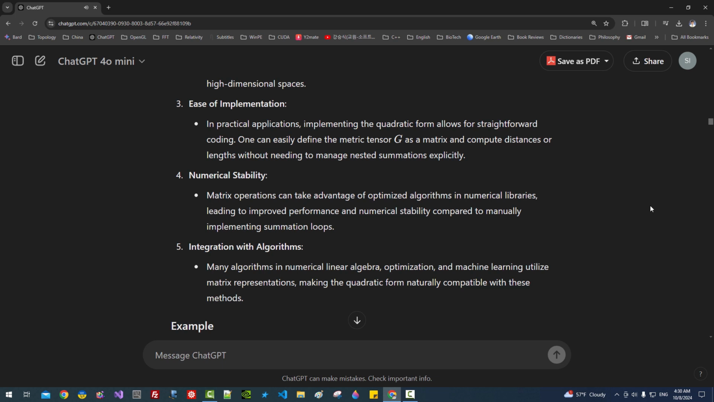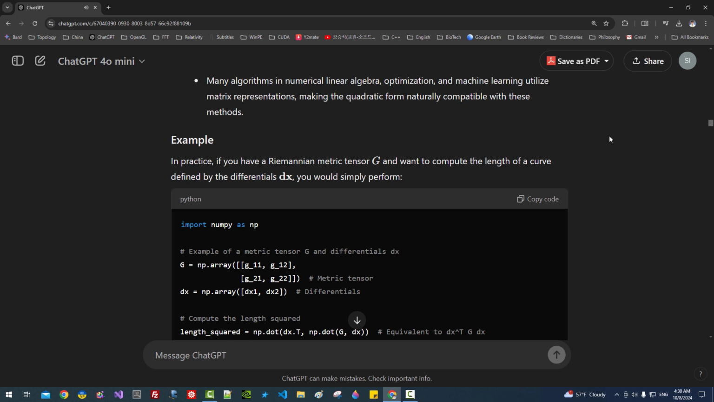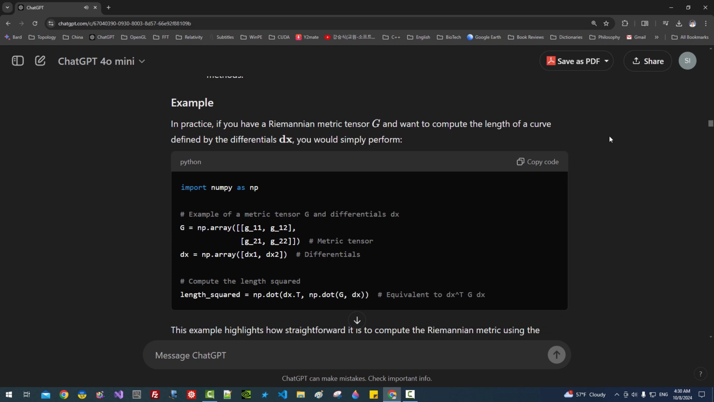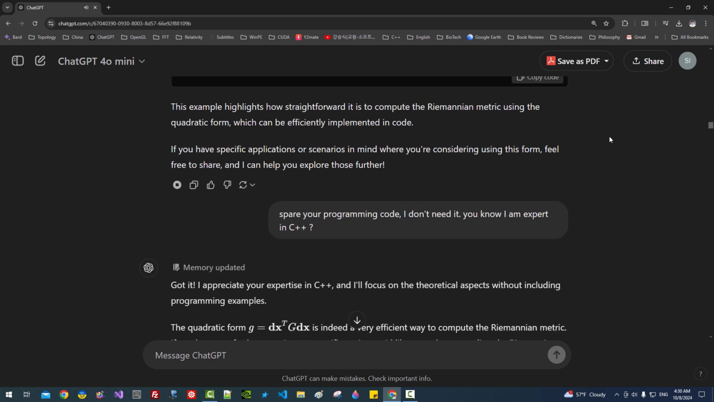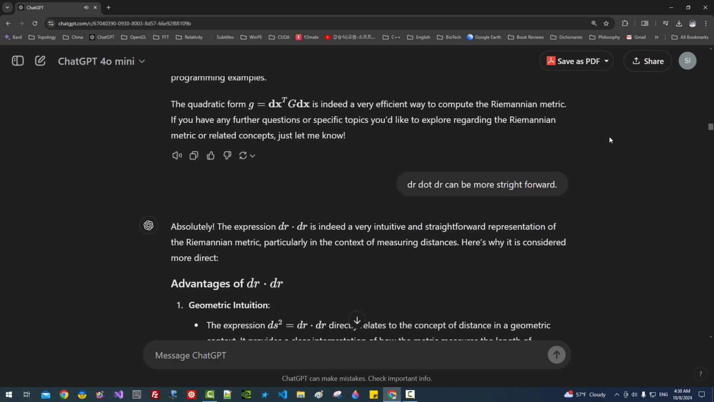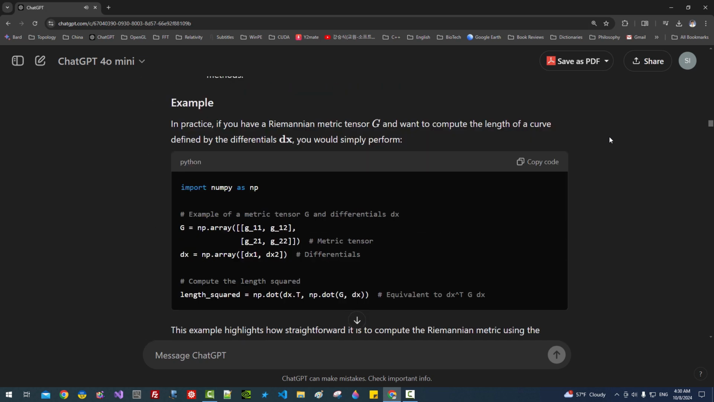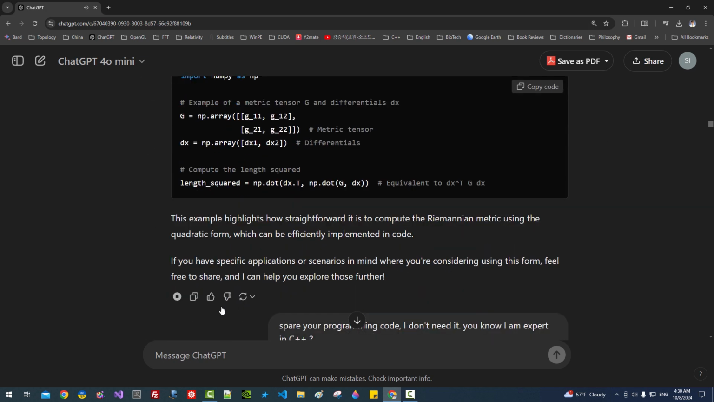5. Integration with algorithms. Many algorithms in numerical linear algebra, optimization, and machine learning utilize matrix representations, making the quadratic form naturally compatible with these methods. Example: in practice, if you have a Riemannian metric tensor, G, and want to compute the length of a curve defined by the differentials, dx, you would simply perform: import numpy as np. Example of a metric tensor G and differentials dx: G equals np.array with entries g11, g12, g21, g22. Metric tensor. dx equals np.array.